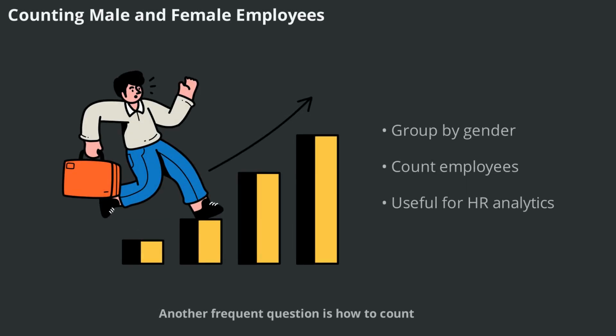Another frequent question is how to count male and female employees in the organization. With the Stream API, we can use grouping and counting collectors to achieve this. By grouping employees by gender and counting the results, we quickly get the number of males and females. This technique is often used in HR analytics and is a favorite among interviewers.